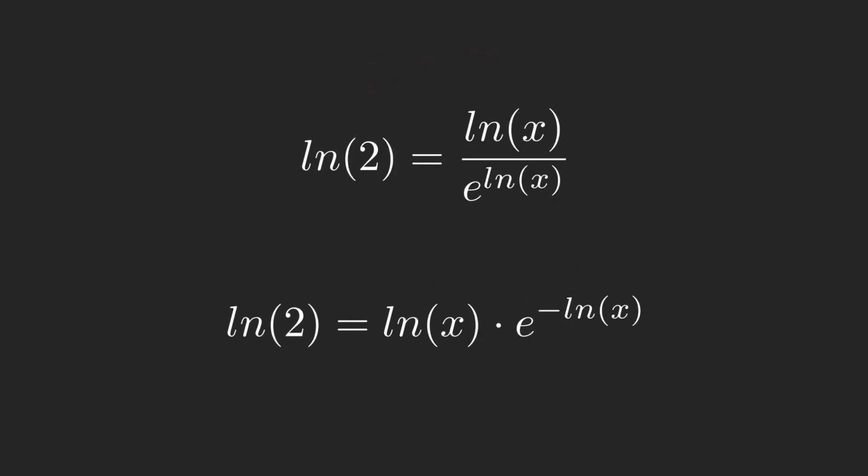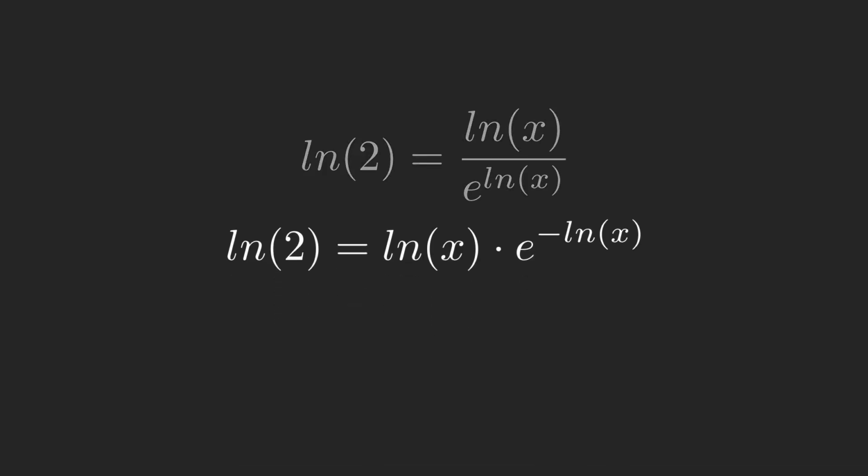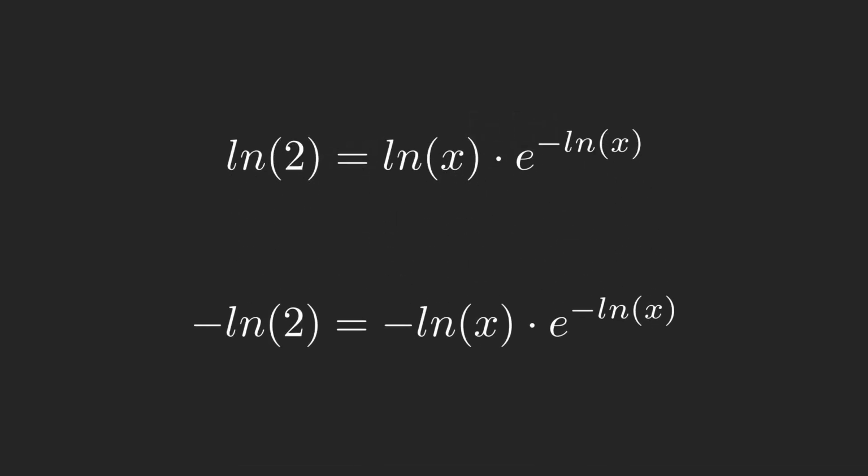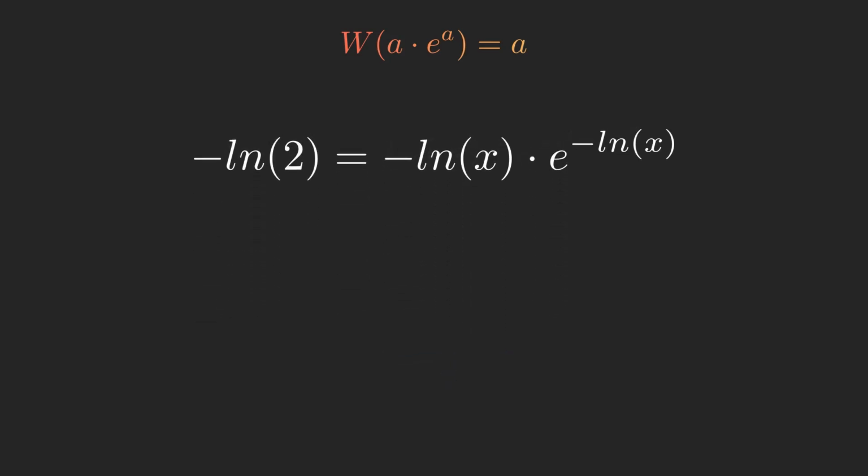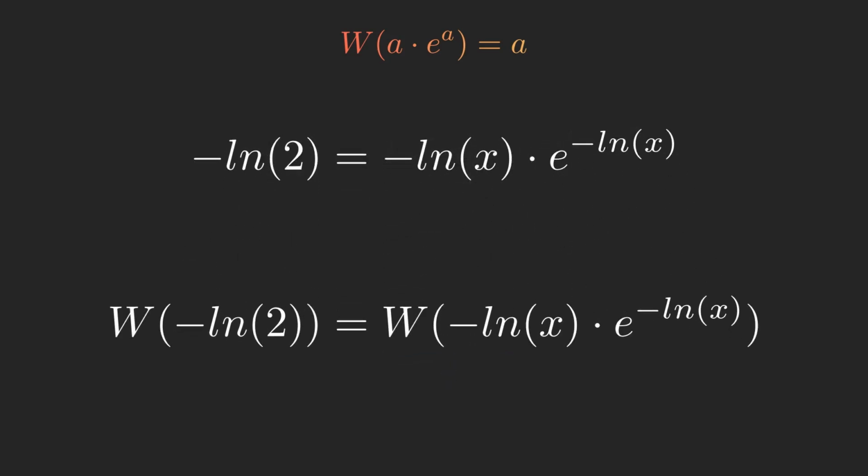Both sides of the equation are now multiplied with -1 to get the coefficient and the exponent on the same form. We now see that it makes sense to use the Lambert W function as the coefficient is minus ln of x and the exponent also is minus ln of x. On the right side, we see that minus ln of x is a, which means that the right side can be exchanged with minus ln of x.